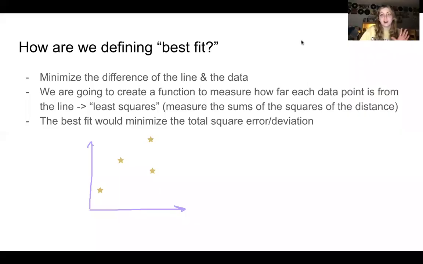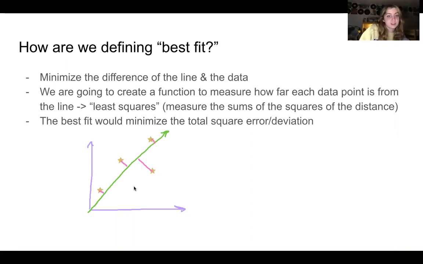Now let's talk about how we're defining the best fit in this case. Our goal is to minimize the difference between the line and the data. Take a look at this drawing I have here. The stars represent the data points, and let's say this is the line of best fit. What we want to do is minimize the distance between each point and the line of best fit, this pink line I'm drawing here.